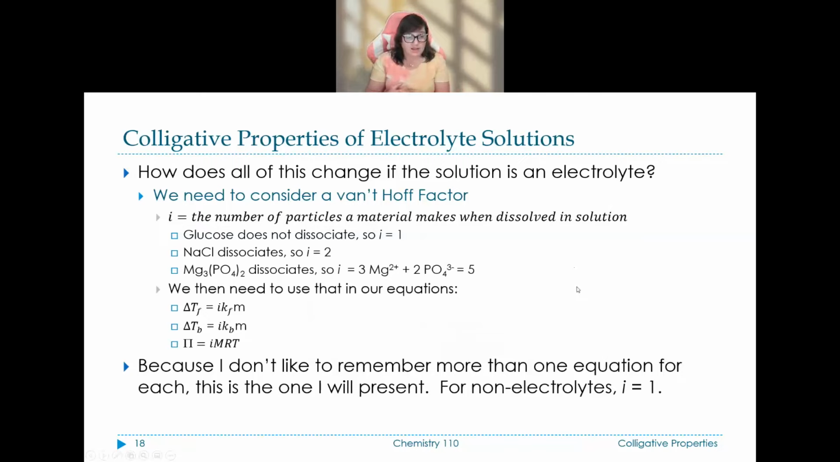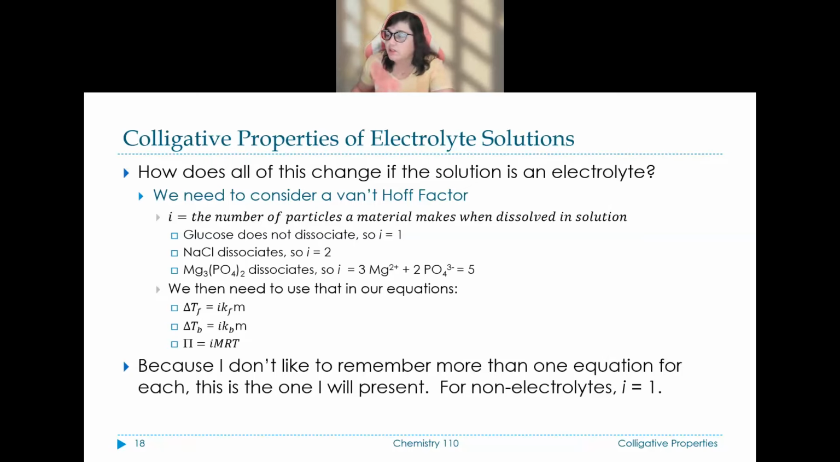And then we need to add that to the equations we've been looking at for three things: the delta TF, the delta TB, and the osmotic pressure. So freezing point depression, boiling point elevation, and osmotic pressure all need to incorporate that i. I don't like to remember more than one equation. What you'll see on the test is those equations with the i in it, and understand that we can leave it out if i equals 1, so it can be omitted.